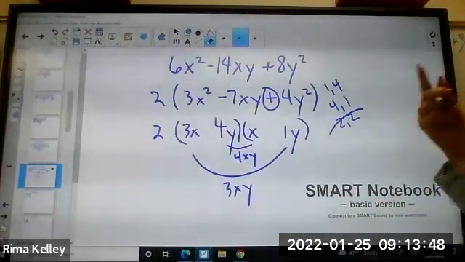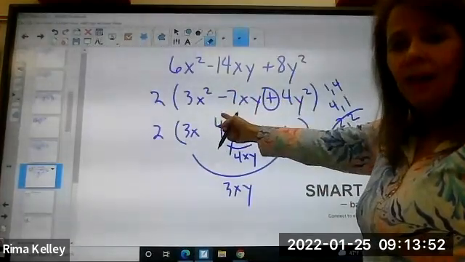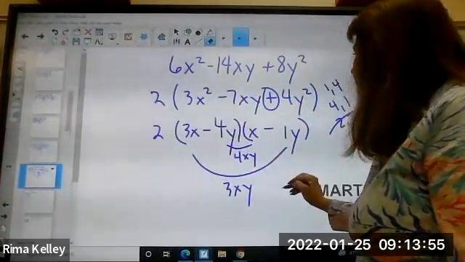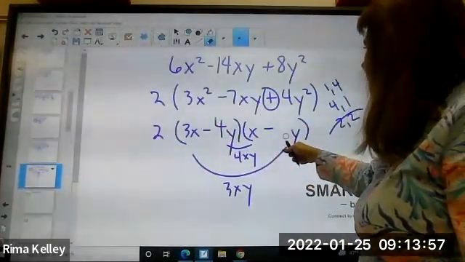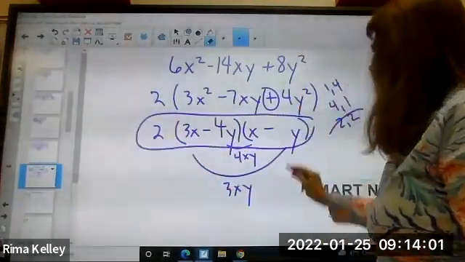So let's see. Signs are the same and they're both minus. And that 1 doesn't need to be there. That would be your answer.